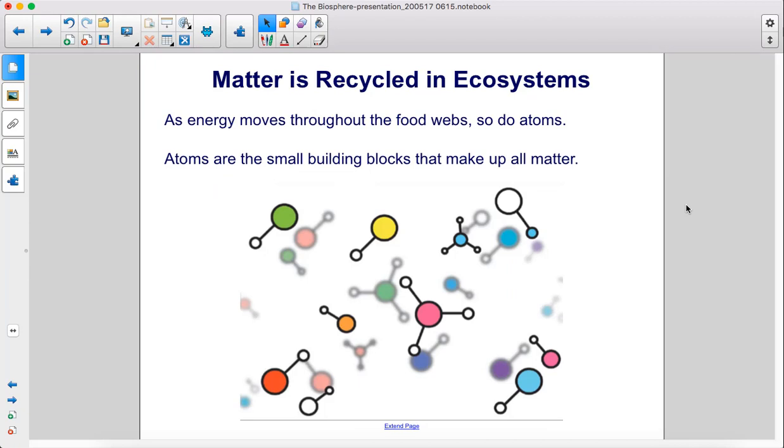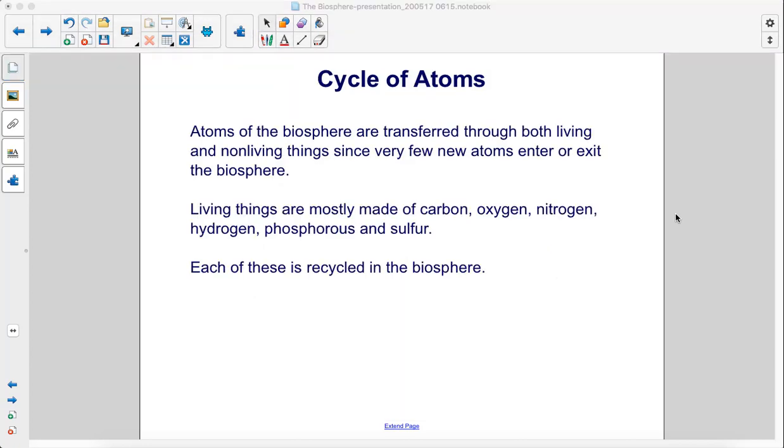As energy moves throughout the food webs, so do atoms. Atoms are the small building blocks that make up all matter. Atoms of the biosphere are transferred through both living and non-living things, since very few new atoms enter or exit the biosphere. Living things are mostly made of carbon, oxygen, nitrogen, hydrogen, phosphorus, and sulfur. Each of these is recycled in the biosphere.